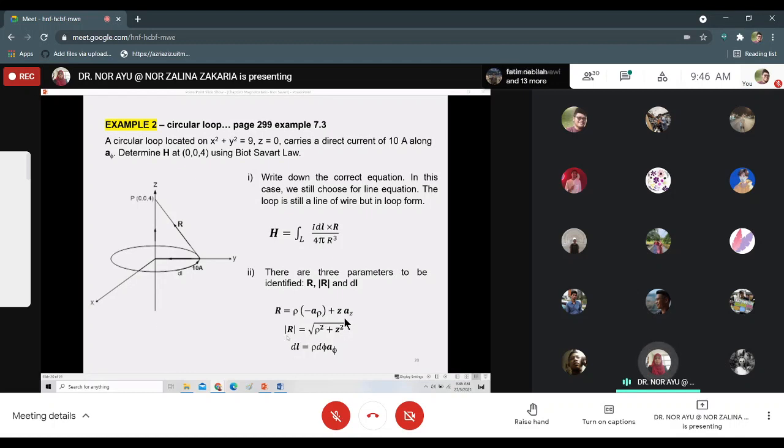And dl, what is dl? Again, dl is this line. This is your current. Your current is the line at rho d phi, the line in the a phi direction. So that is why your dl is rho d phi a phi.